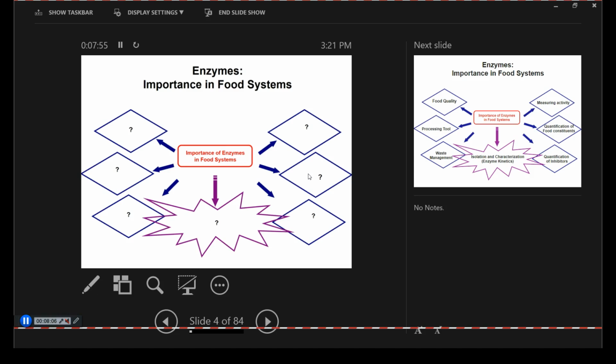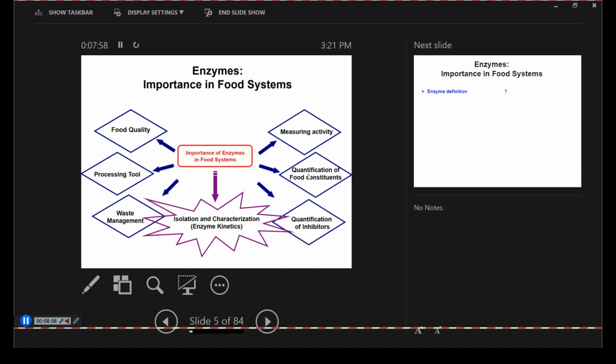Let's see. Measuring activity. Sometimes you measure alpha amylase activity in flour, and this would determine whether the starch potentially lost some viscosity in application, because if you have high activity of amylase, there's a potential for starch to be broken down, and then you will have less viscosity in a product that might require high viscosity. So you measure alpha amylase.